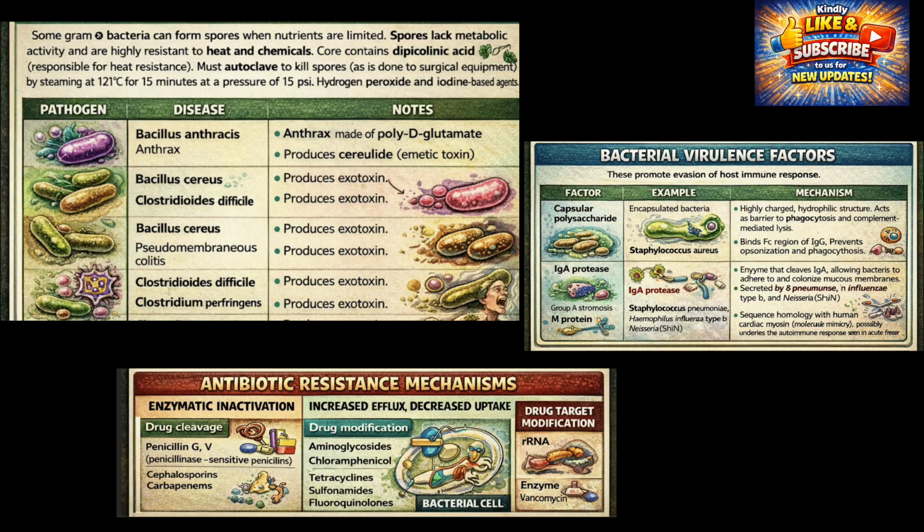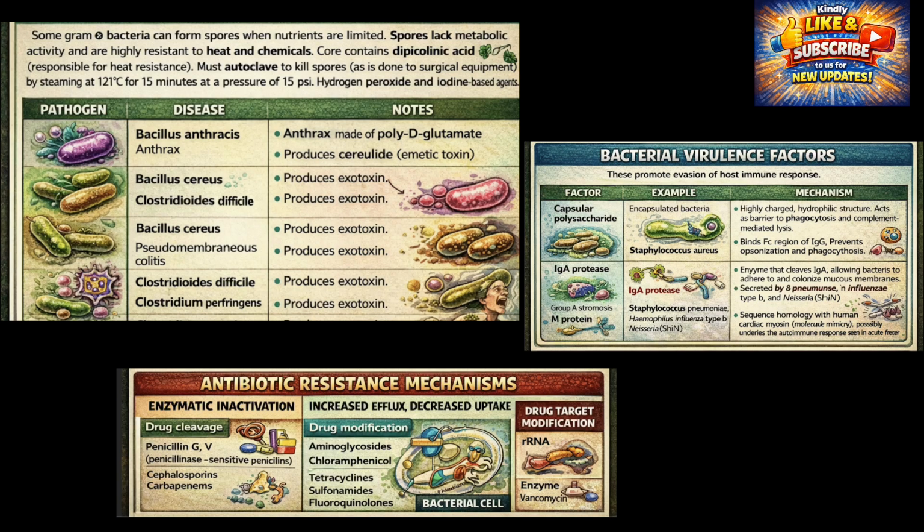High-yield examples include Bacillus anthracis causing anthrax with black eschar and mediastinal widening, Bacillus cereus causing reheated rice food poisoning, Clostridium botulinum causing descending flaccid paralysis, Clostridioides difficile causing pseudomembranous colitis after antibiotic use, Clostridium perfringens causing gas gangrene with myonecrosis and crepitus, and Clostridium tetani causing spastic paralysis via inhibition of inhibitory neurotransmitters. A common testing clue is that spores survive routine disinfectants and require autoclaving to eradicate Bacillus and Clostridium species.